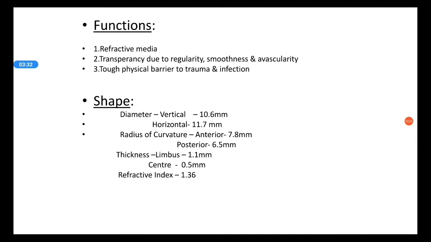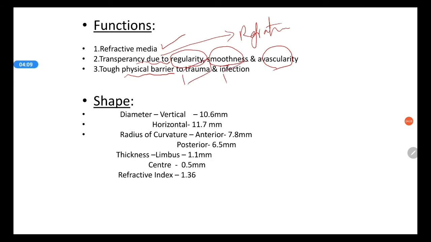So now, what is the role of the cornea? You know that it functions as a refractive media. Its transparency is because of its regularity, smoothness and avascularity, because of which refraction is possible. It is also a very good physical barrier which prevents any trauma or infections, and it helps to maintain the integrity of the eyeball.